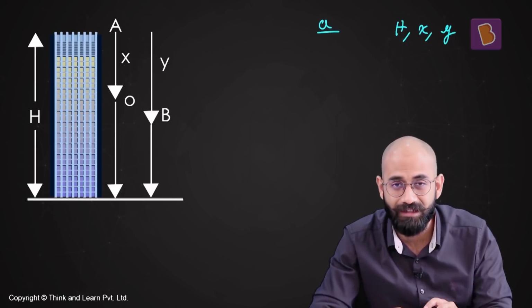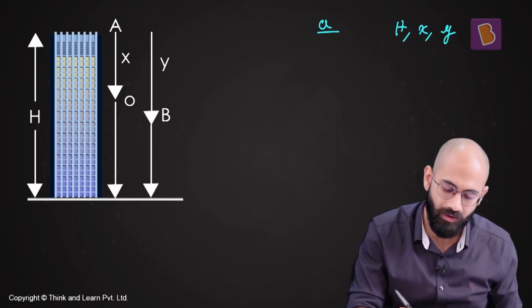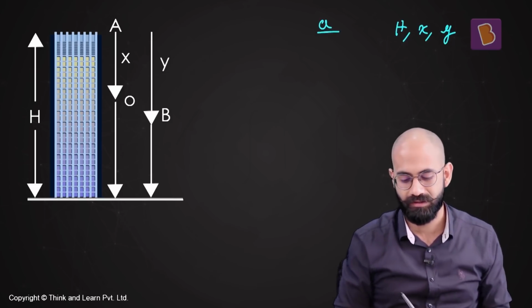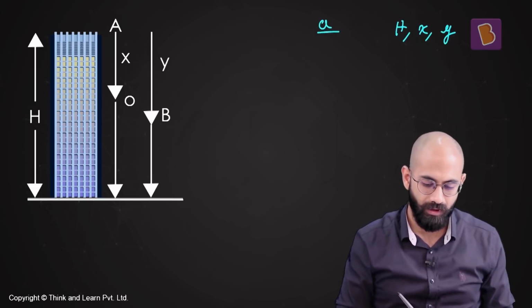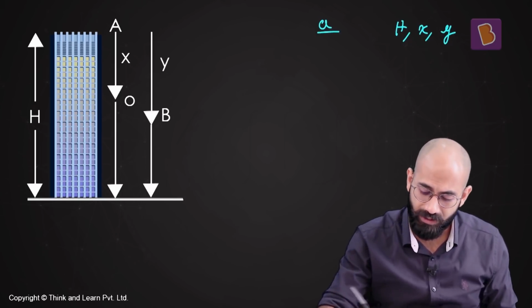So to analyze these two motions, or to analyze the second half of A's motion, we need to first figure out its speed when it reaches this point, when it reaches O. How will you do that? We can use v square equals u square plus 2as, right?